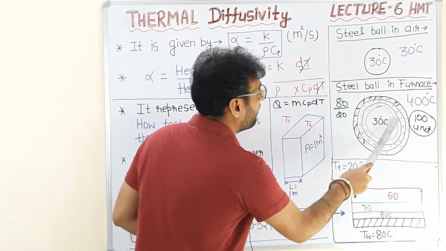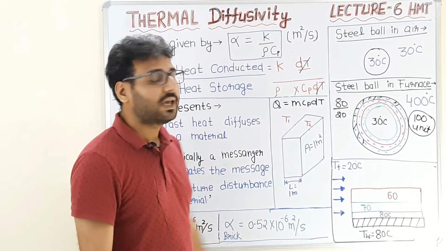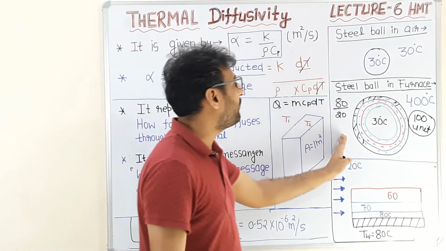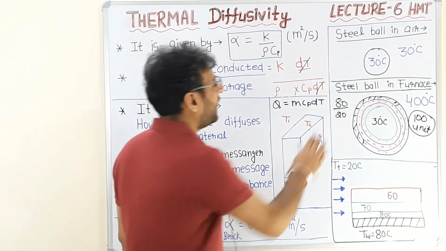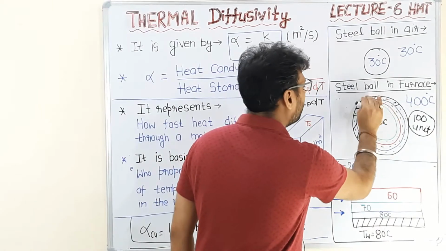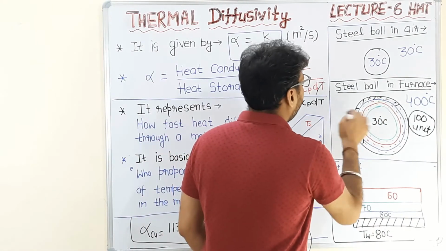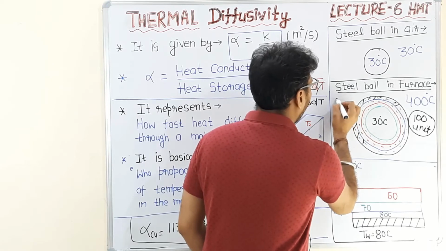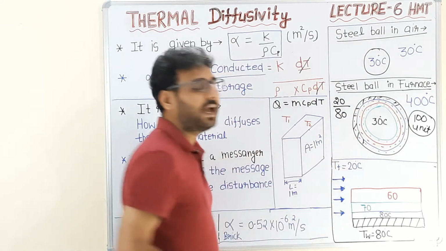So the temperature of the core increases very fast. Now consider case number 2, when thermal diffusivity of the substance is low. Again, 100 units are transferred to the outer layer by convection. Now thermal diffusivity is low, so it will transmit only 20 and 80 units will be absorbed by this.